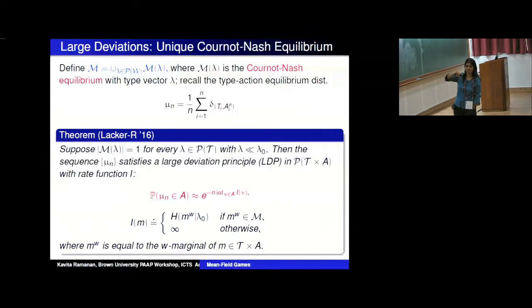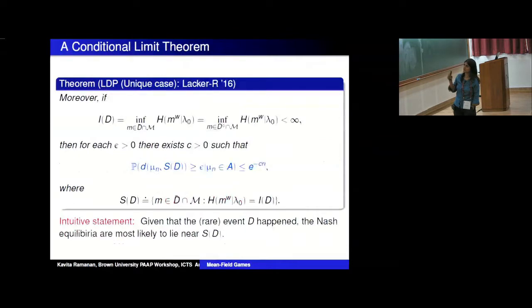So going back to yours, right? This is the union over the M lambdas, so you have to have the first one in this type. Okay, so it's equal to the W marginal of this M T cross A. Okay. So then, you might want to say, okay, what does that really tell you?